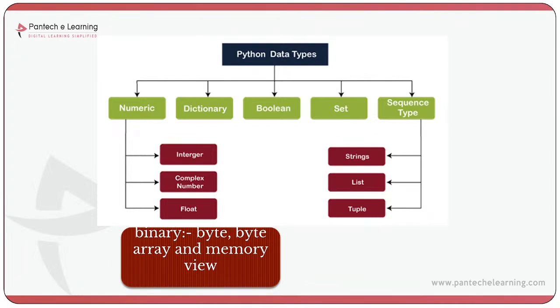Next, coming to dictionary data types. A dictionary is nothing but a way of storing data as key and value pairs. Next, coming to Boolean data types. The Boolean data type stores true or false conditions.